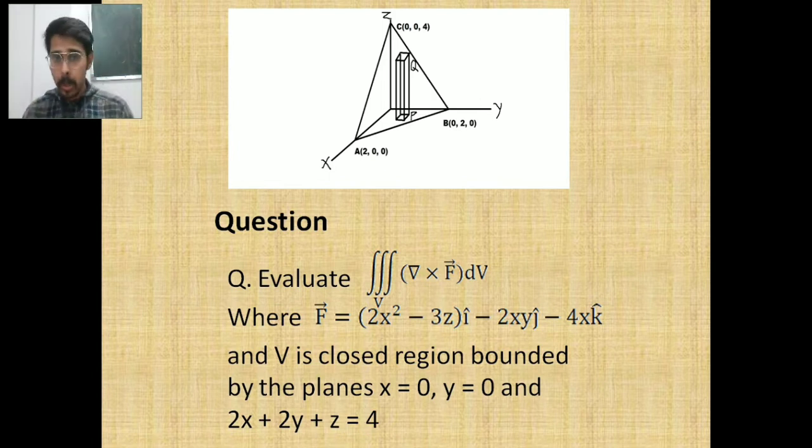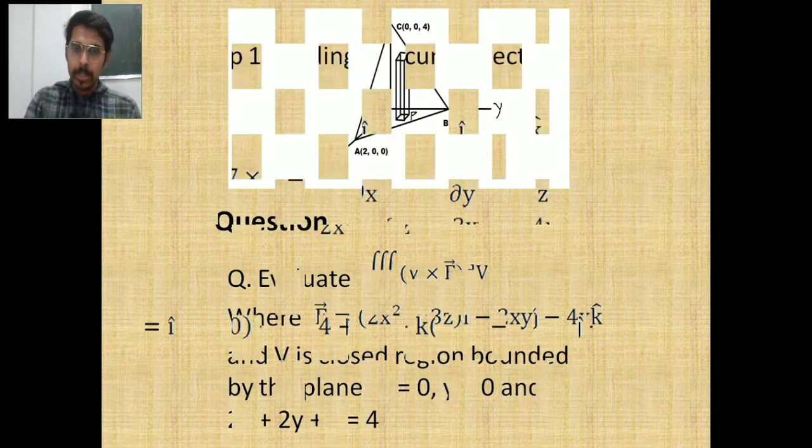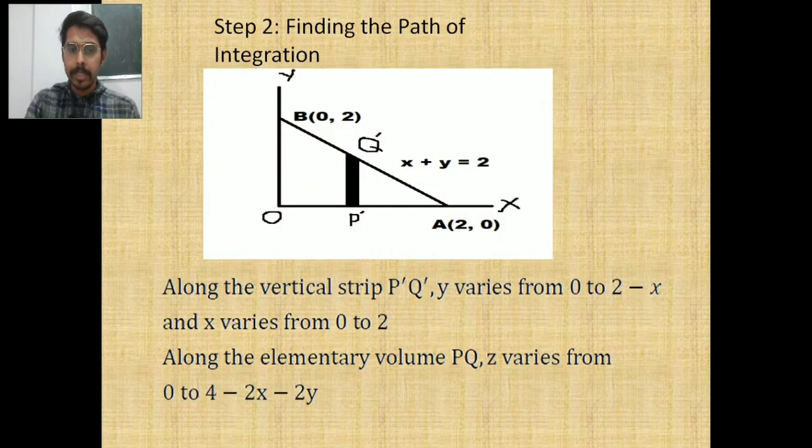And what will be the bottom limit? The bottom limit starts with p. P is lying on the xy plane, and there is no component of z in the xy plane, so obviously z will be 0 at p. And at q, z will be on the particular diagram that we have drawn over here, so at q z will be equal to 4 minus 2x minus 2y. So this is how we get the limit of z as well. According to the elementary volume, that is the bigger one, pq, z varies from 0 to 4 minus 2x minus 2y. So this is the limit of z.